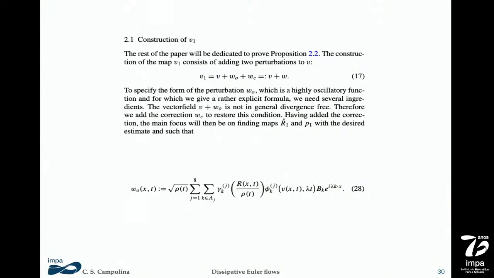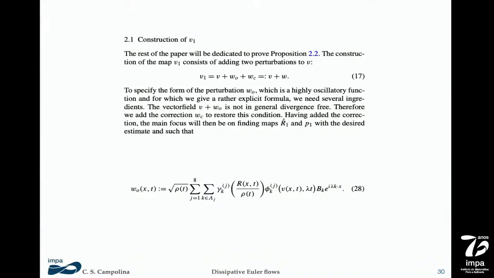The first one is W0, which is the oscillatory part. It has very, very high frequencies, and as we go to infinity in our sequence, it becomes more and more oscillatory. But this oscillatory part is not necessarily incompressible. So we just need to add a correction to transform the whole sum into an incompressible one. So this is the term WC, right?